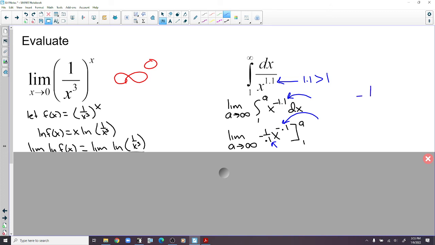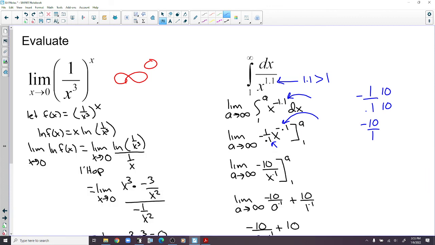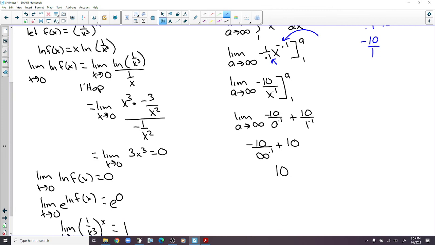But let's investigate negative 1 over 0.1. If we multiplied the top and bottom by 10, we'd have negative 10 over 1. So that piece, negative 1 over 0.1, is negative 10. Well, we're going to plug in the a. We're going to plug in the 1. And negative 10 over infinity to 0.1, that's 0. This piece is 0 plus 10, which is 10.